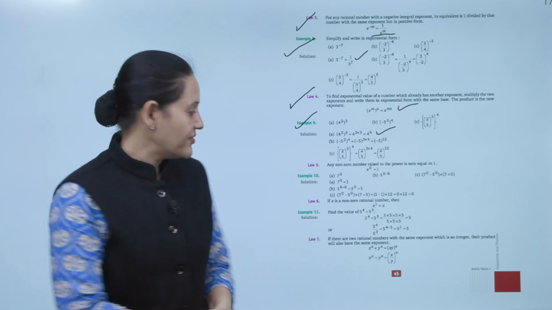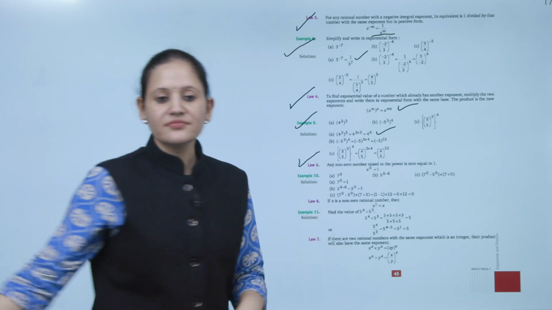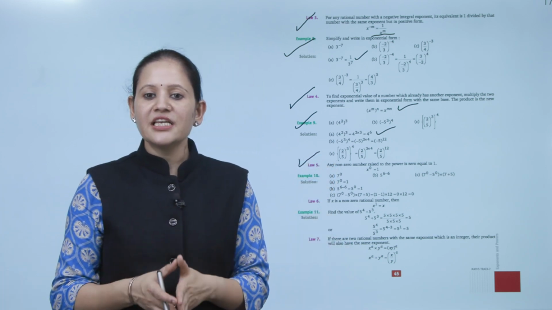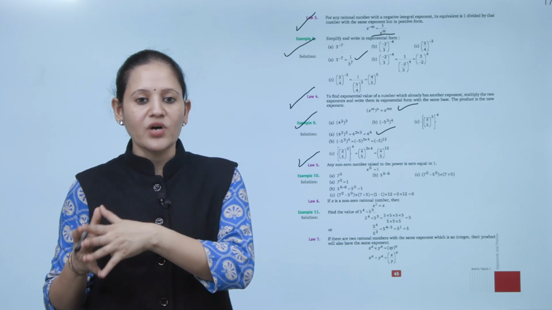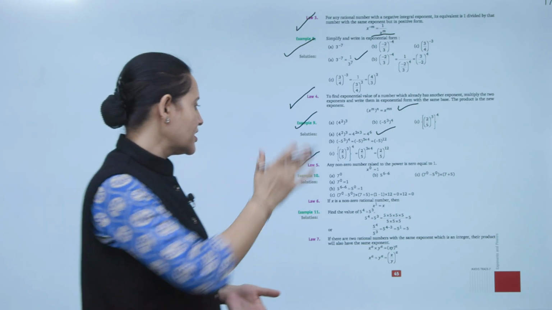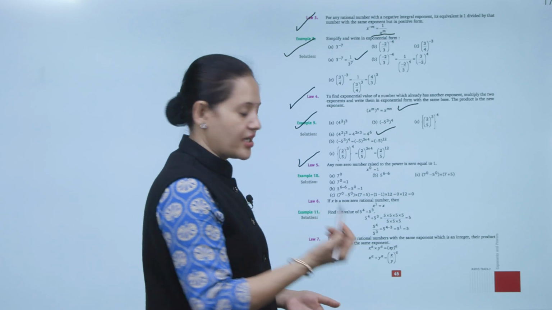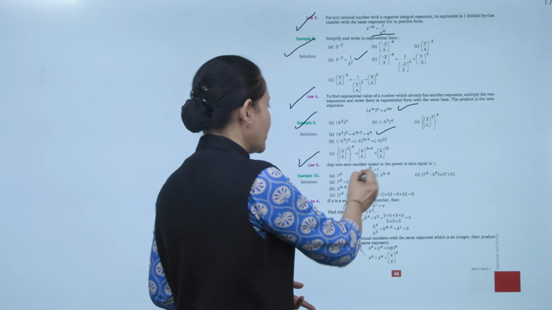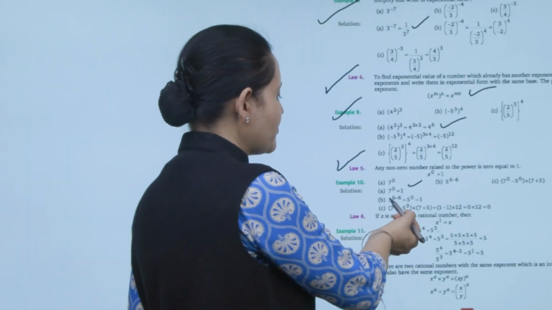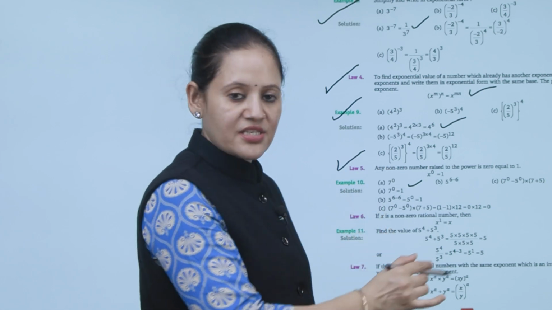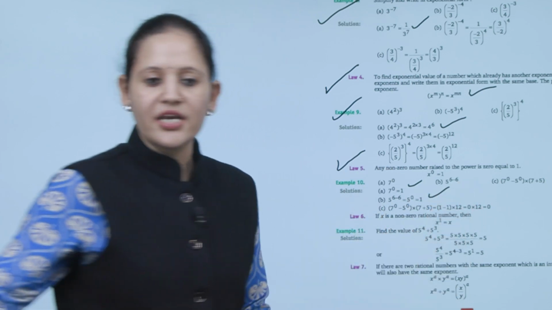Next is law 5. Any non-zero number raised to the power 0 is equal to 1. 7 to the power 0. Any number with power 0, what will its value be? 1. 7 to the power 0, that is 1. Clear? 5 to the power 6 minus 6, that is 5 to the power 0, that is equal to 1.